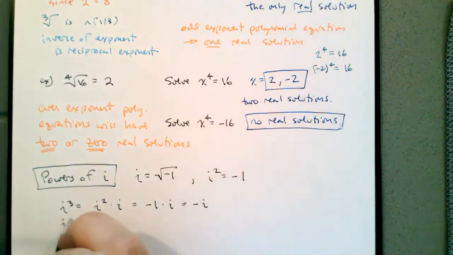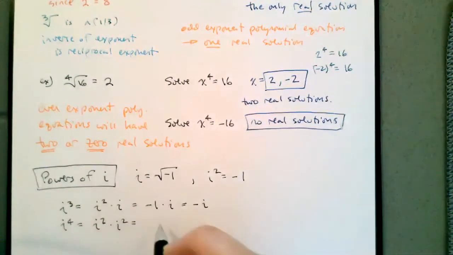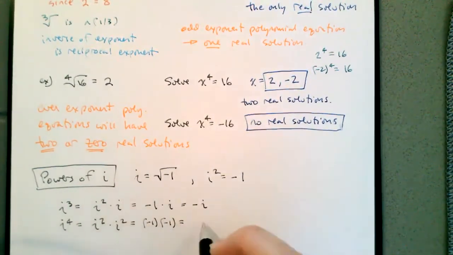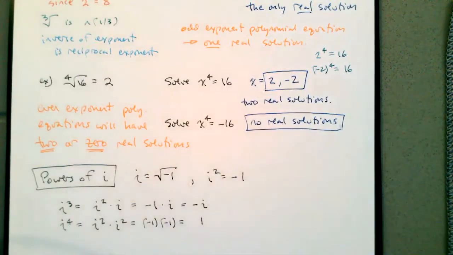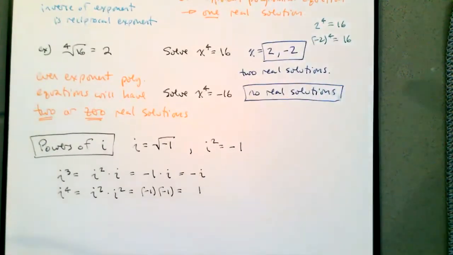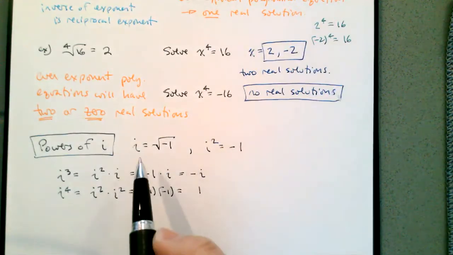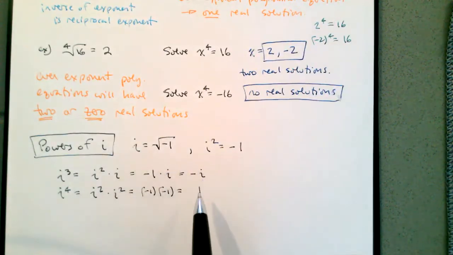If we have i to the fourth, I can think of i to the fourth as i squared times i squared. Since i squared is -1, -1 times -1 is +1. Now here's where the pattern starts to repeat. This is something that we as trig students are going to be looking for. We see this i squared, i cubed, i to the fourth. We get i, -1, -i, +1.